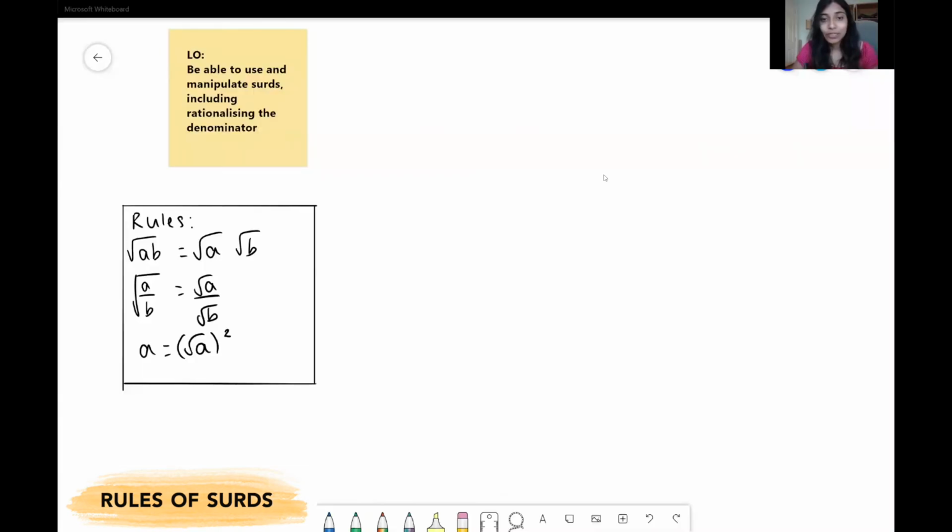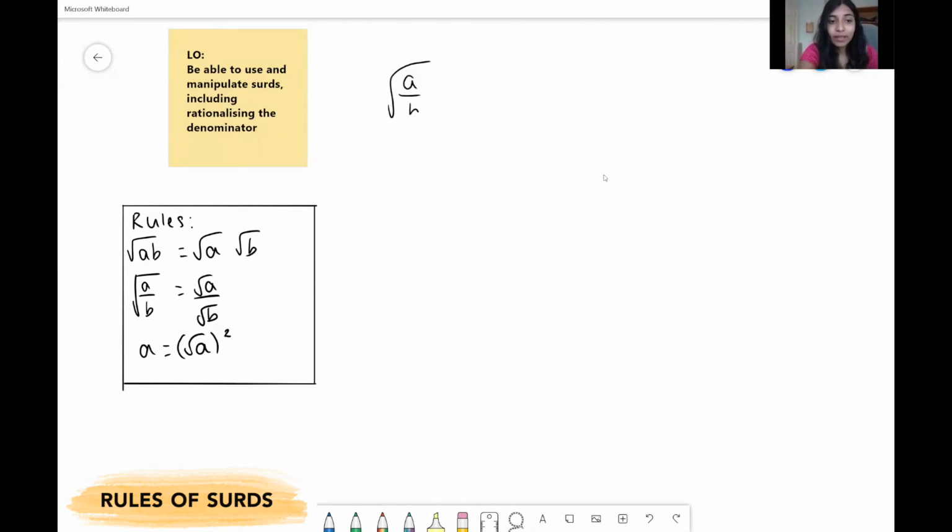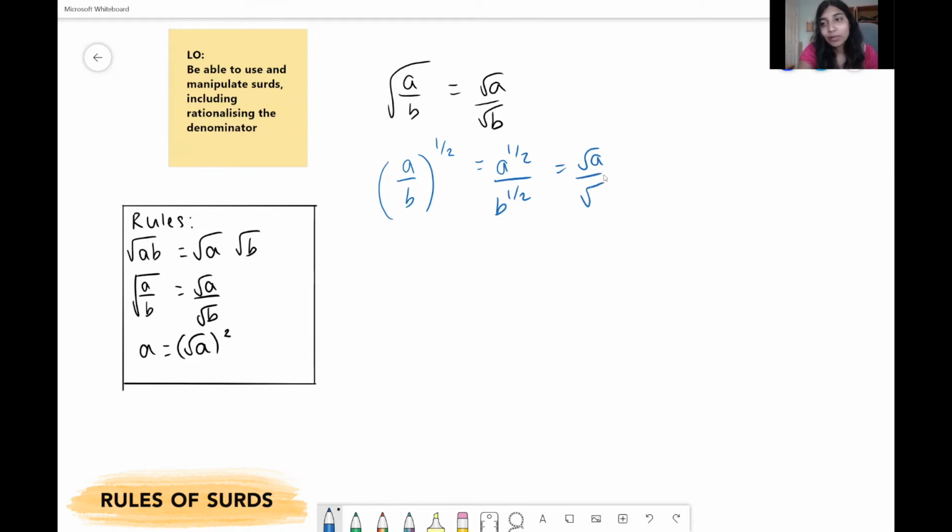The second rule is that the square root of A over B is equal to the square root of A over the square root of B. Similarly, you can think of this using indices. A over B to the power of half, if you do each of them individually, is just A to the half over B to the half, which is just root A over root B. So it's really similar to the multiplication rule.